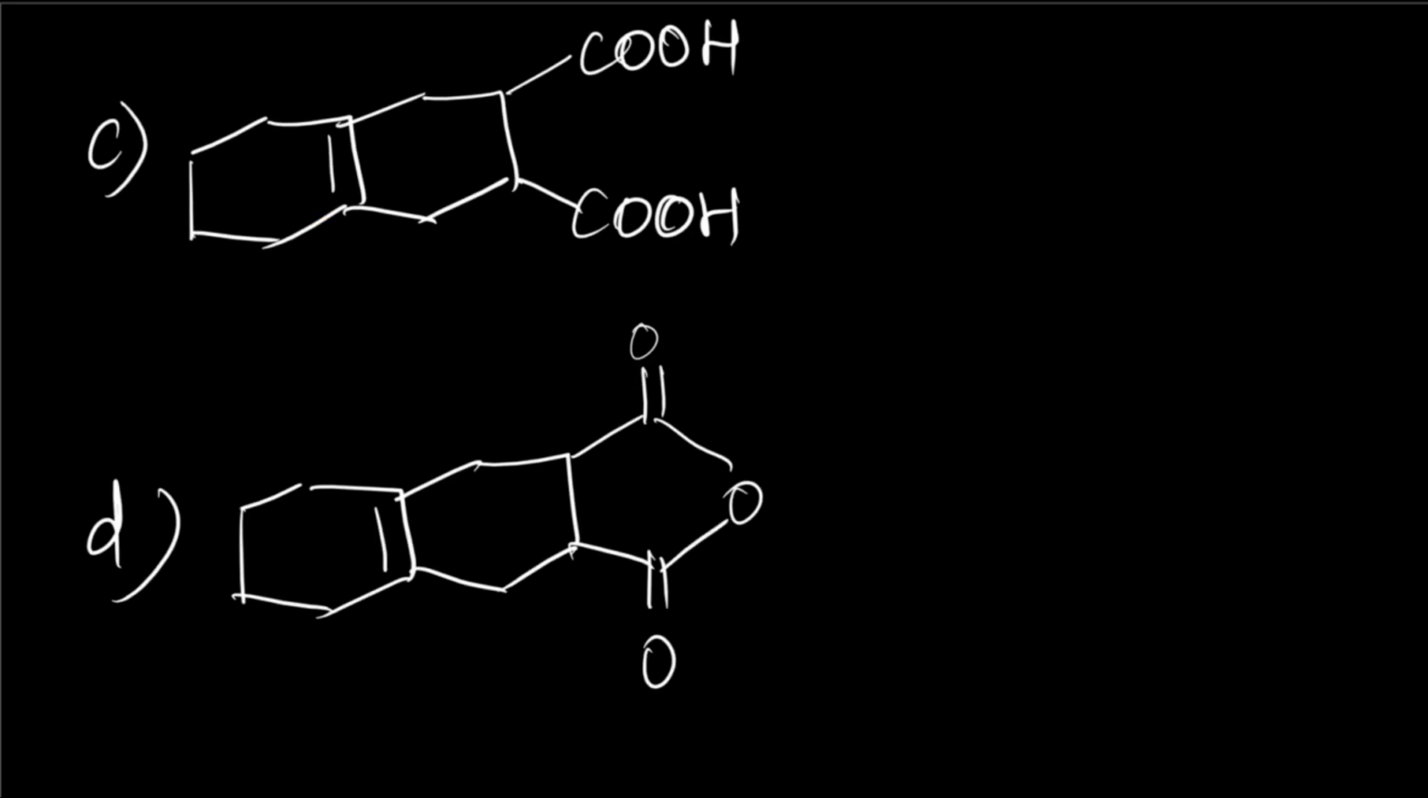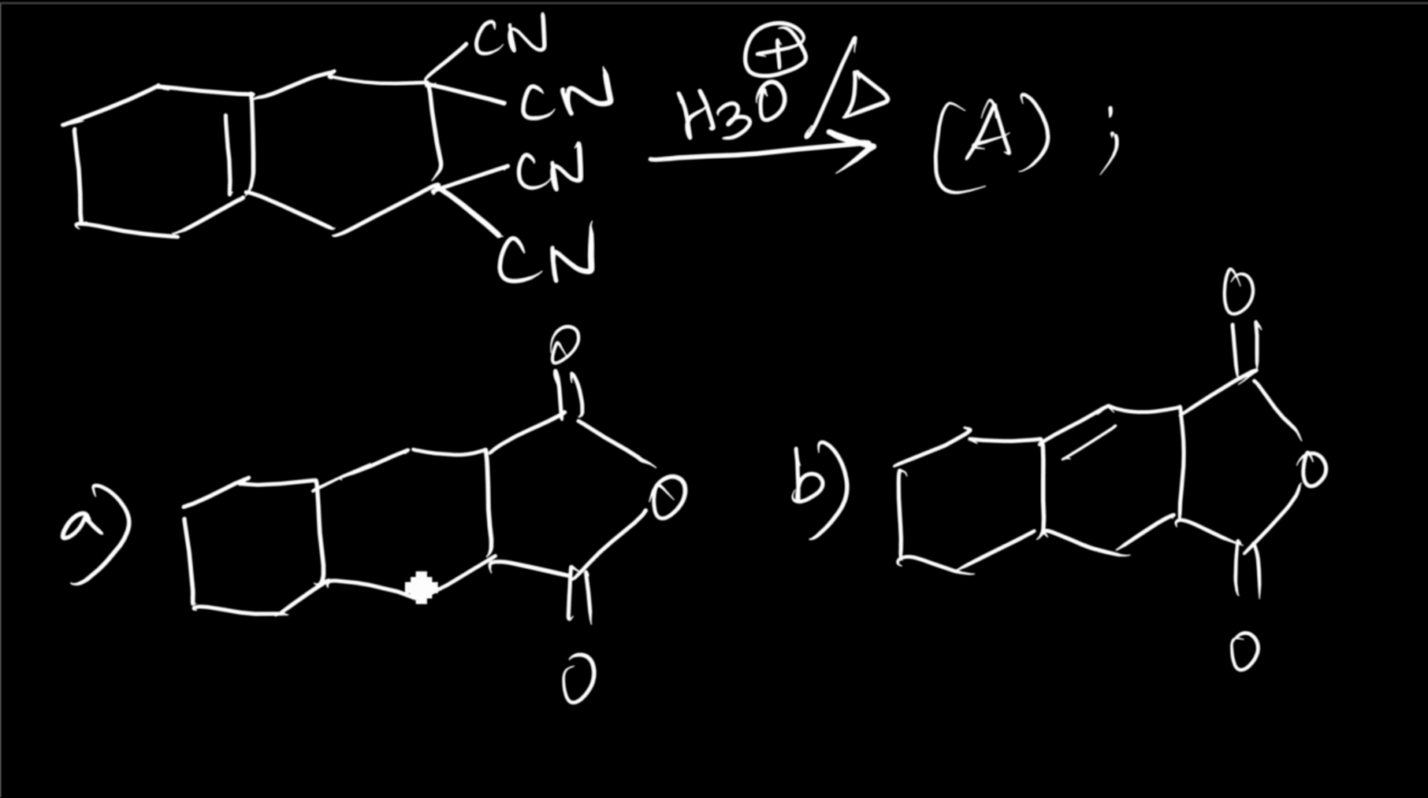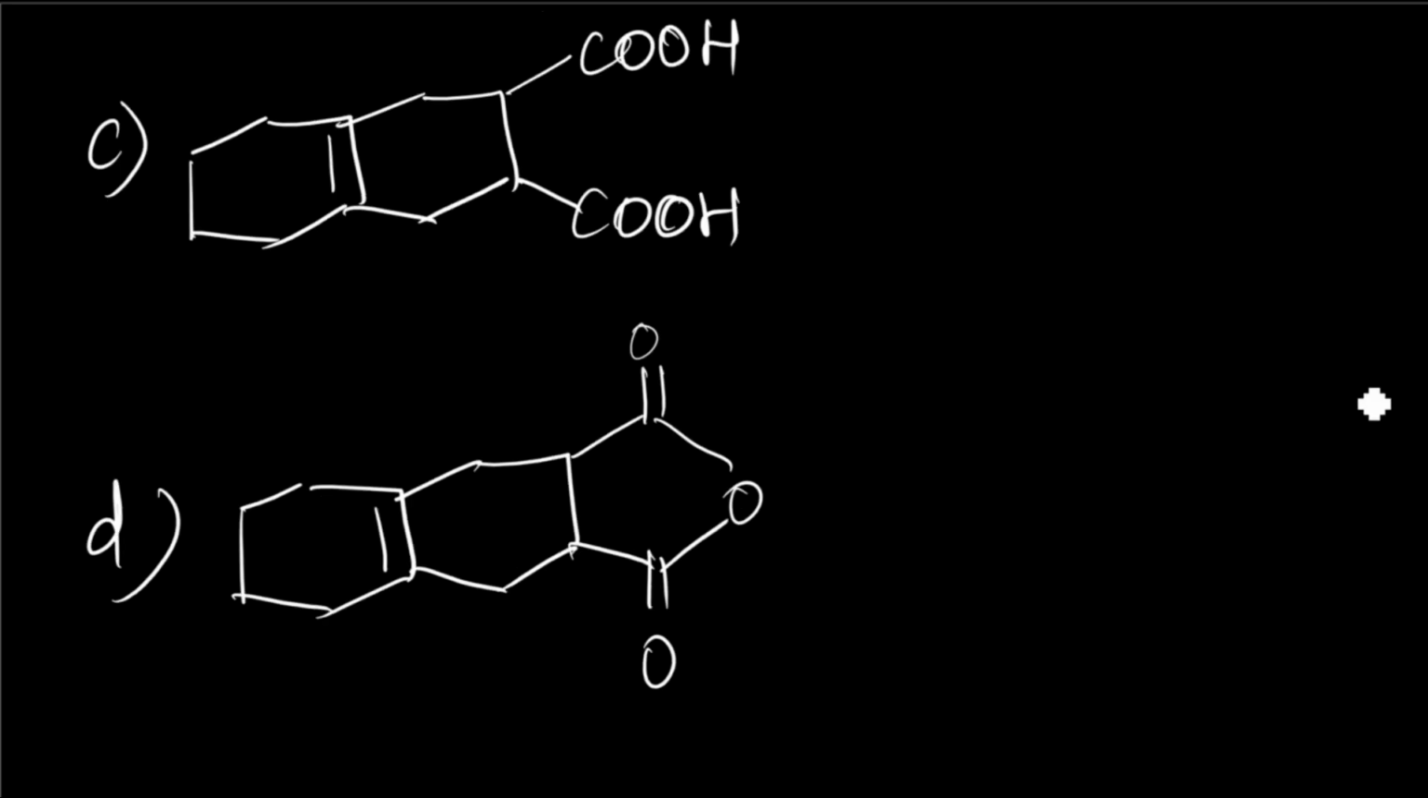Let's check with the options, what I have over here. Here I'm not having the double bond. Here I'm having the double bond in the wrong position. Option C, it's not good. And option D is my answer. Clear? Moving on to the next question.